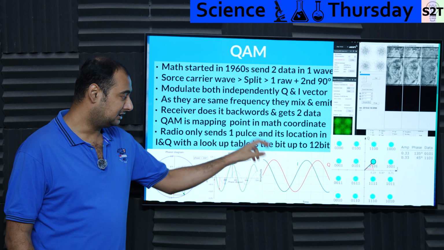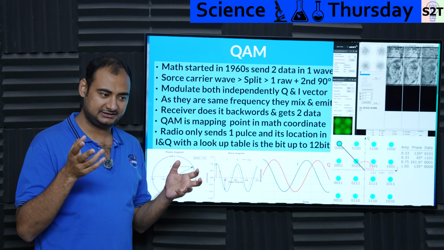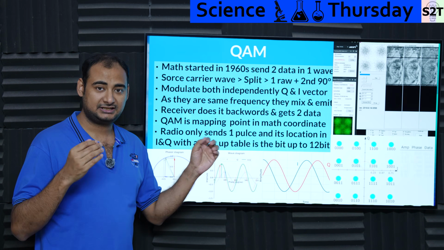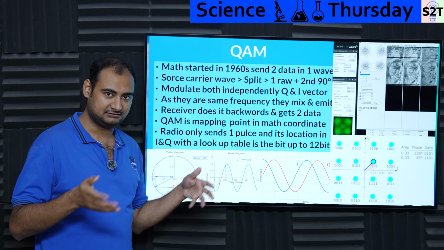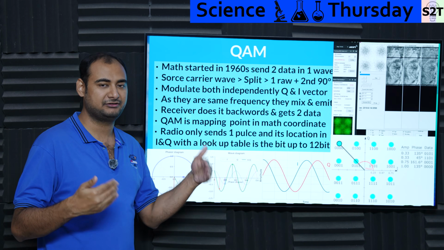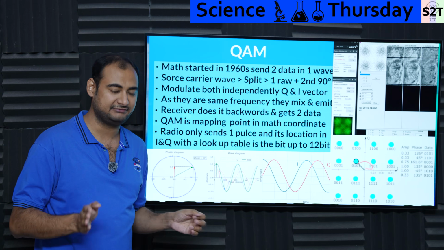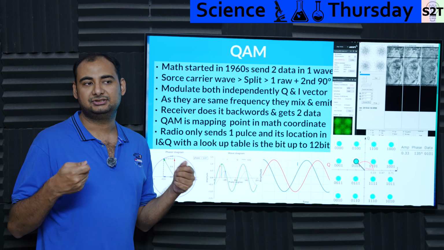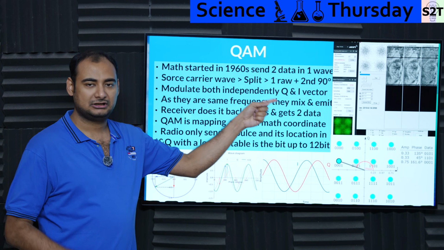You shift it. Now you have two basically frequency. Be mindful, they are in the same what you call domain. They are still 5 gigahertz. They are not changing like 5.1 gigahertz or 5.2 gigahertz. They are the same 5 gigahertz. It's just that you have two of them, and we call it Q and I.